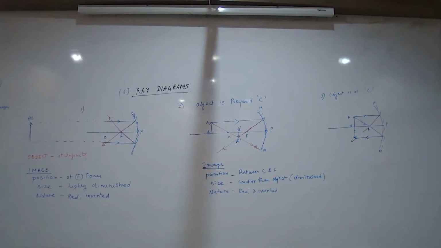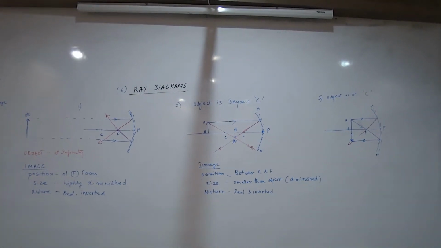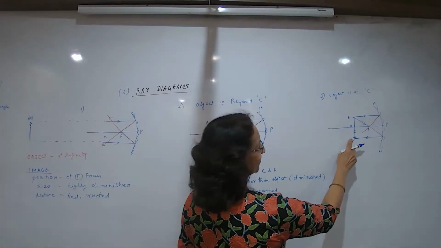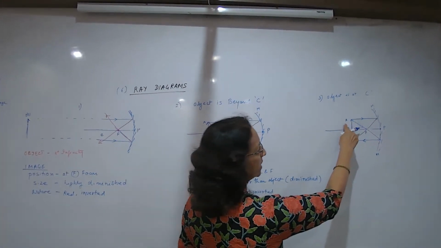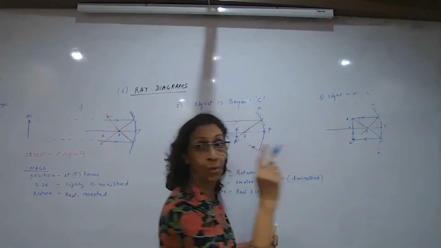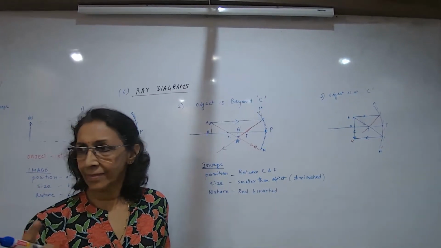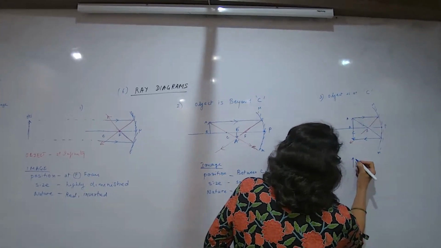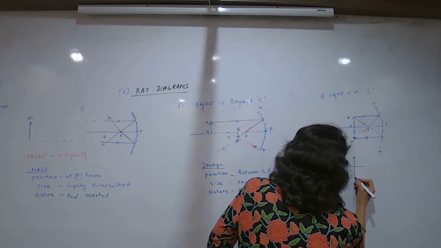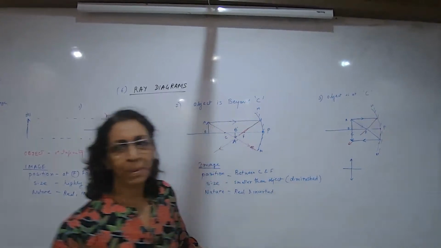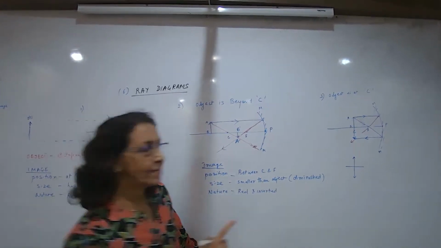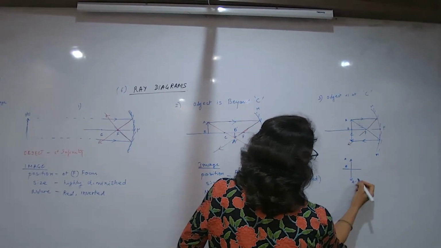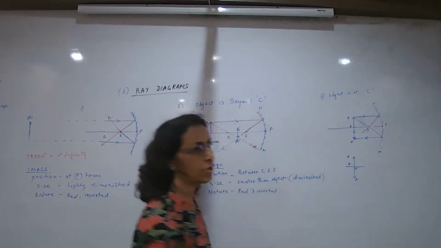Where is the image? At C. Object is also at C. Image is also at C. So I just put it down for you. This is how it looks. That's your object, and your image will be like this. AB is your object, A dash B dash is your image.